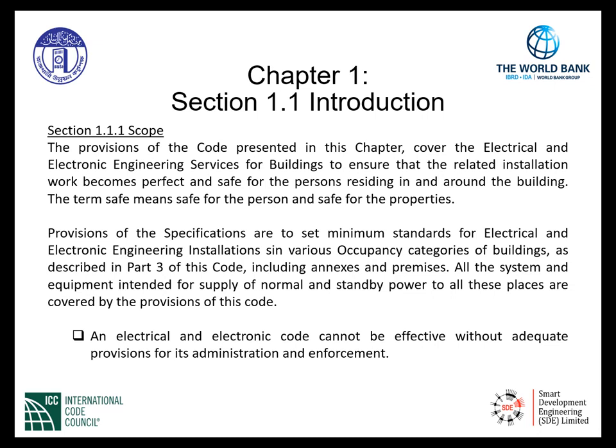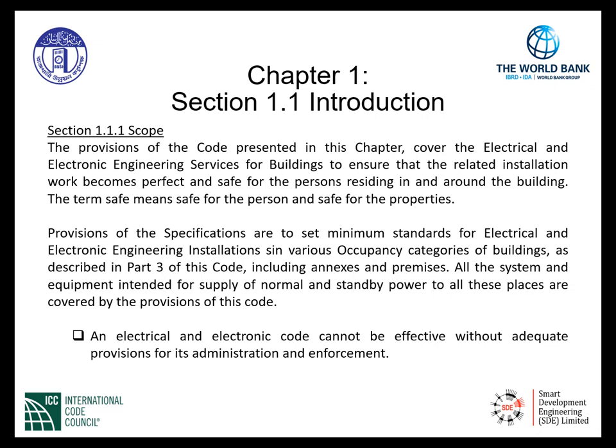This part of the code mandates that we have a very safe installation to protect the lives of the people within the buildings that we live and work in throughout Bangladesh. Provisions of these specifications are to set minimum standards for electrical and electronic engineering installations, such as various occupancy categories of buildings, as described in Part 3 of this code, including annexes and premises. All the systems and equipment intended for supply of normal and standby power to all these places are covered by the provisions of this code.